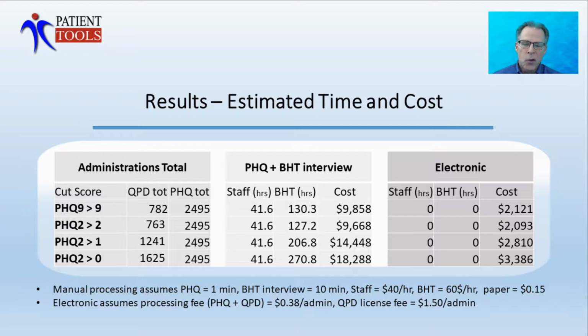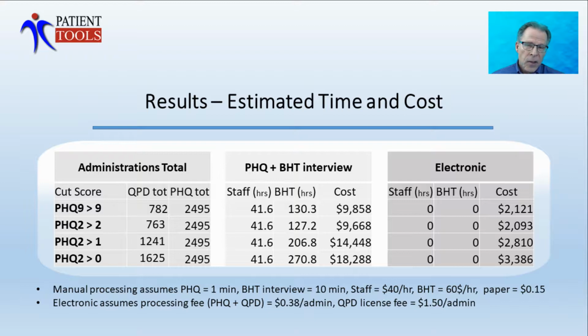For every time that you trigger positive, whether you're using the PHQ-9 or the PHQ-2 or whatever kind of cut scores you want to put on there. And then we took some really conservative numbers on staff time. So, $40 per hour with benefits. In project management, we call that burdened rates and so forth. For the behavioral health therapist, we put it at $60 per hour, which is probably quite reasonable as far as that side goes.